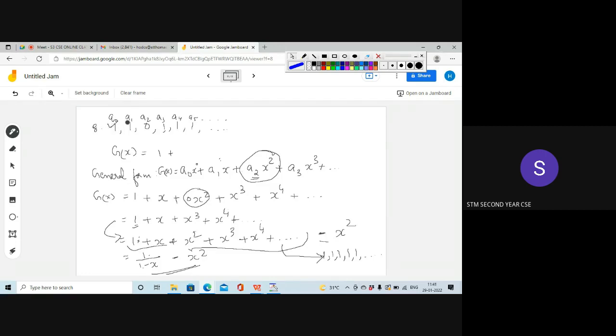This is A0, this is A1, A2, etc. So if one term is missing, you have to add that term and then subtract it from the sequence. So you get 1 by 1 minus x minus x square as g of x for this particular sequence, 1, 1, 0, 1, 1, 1, etc.